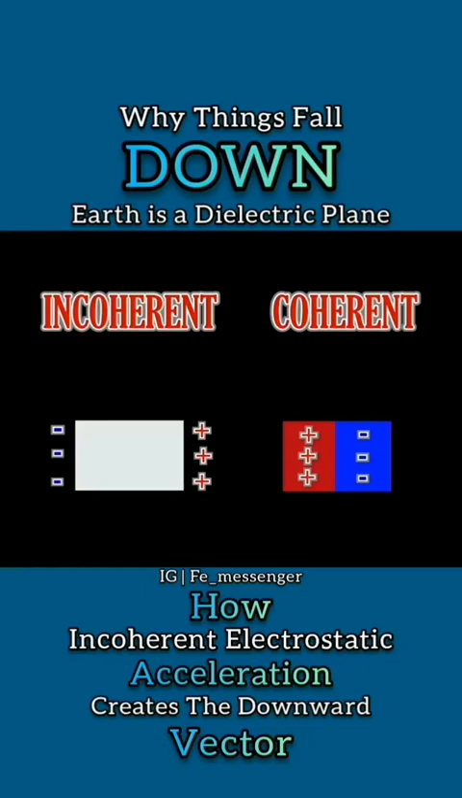Now we will get to the incoherent part of the phrase. It is called incoherent because it is not completely polarized, like a magnet, but only slightly on its surface through electrostatic induction. A magnet, with all of its potential stored on opposite sides, would be considered coherent.